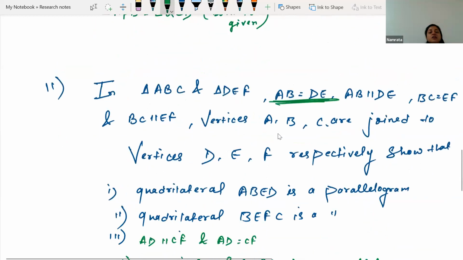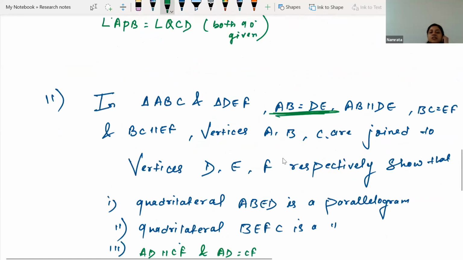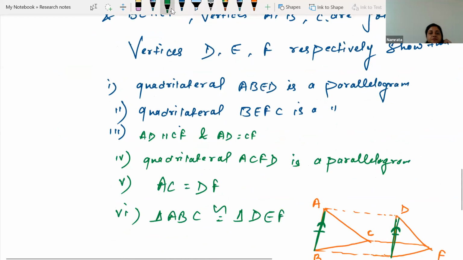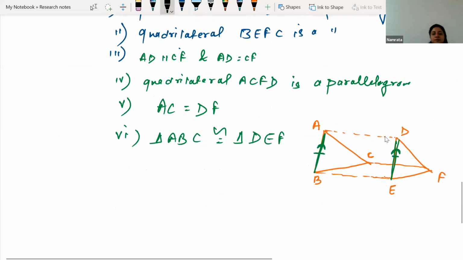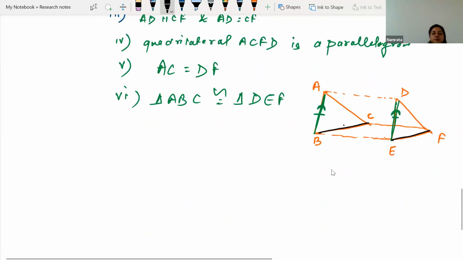Now AB is parallel to DE. For parallel we generally draw a mark with an arrow, so this and that are parallel also. AB and DE. BC is equal to EF, and both are parallel also. So both the green lines are equal and parallel. Both the black lines are equal and parallel.